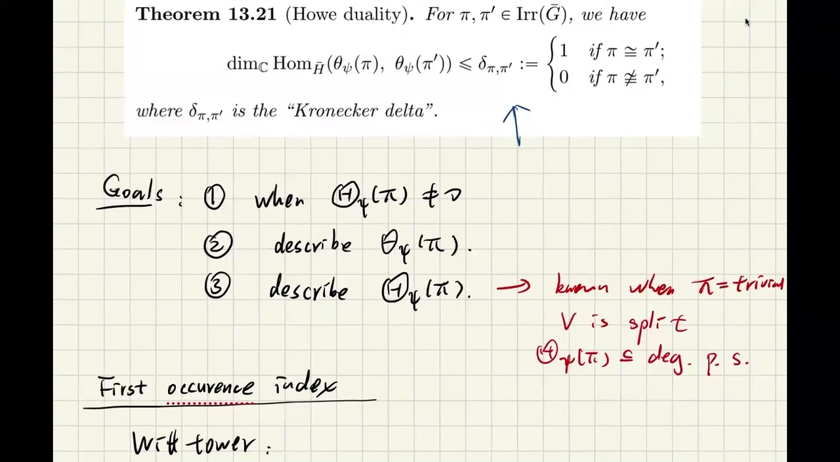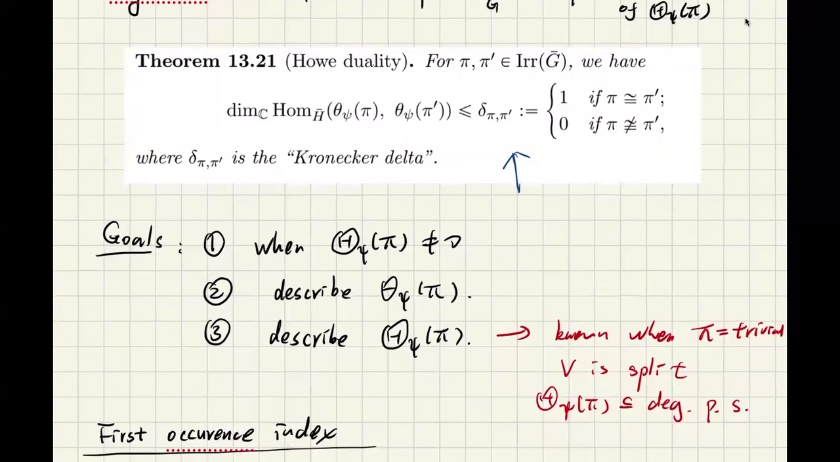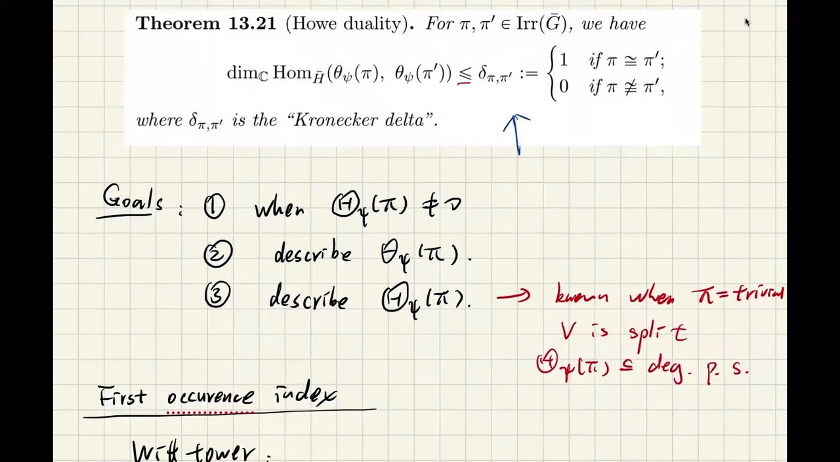You mean when pi is trivial, theta pi is always non-zero? I mean Theorem 13.21. It's less than or equal, right? If it's zero, this is just zero. Not equal. Yeah, here. Okay.